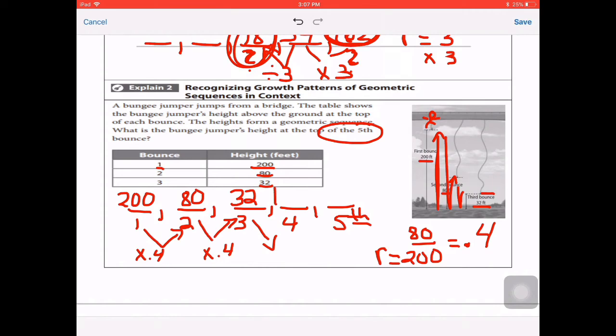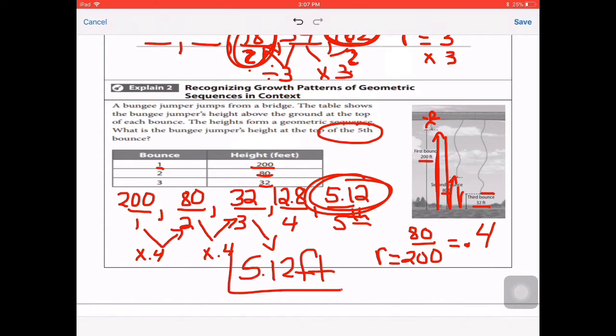If I multiply 32 times 0.4, I will get 12.8. So after 4 bounces, we'd be at 12.8 feet. If I continue my pattern, 12.8 times 0.4 again, I will get a height of 5.12 feet after the 5th bounce.